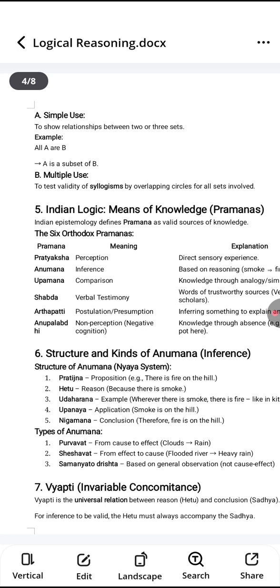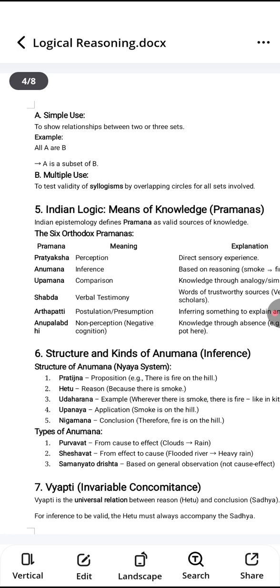Take the example of pratyaksha: direct sensory experience. When you see anything, this is pratyaksha, the knowledge that you get from it. Next anumana, based on reasoning. Smoke means fire: if there is smoke, there must be fire. Next upamana, knowledge through analogy and similarity. Next sabda, the word of trustworthy sources, for example Vedas and scholars. Next arthapatti, inferring something to explain another fact. Next anupalabdhi, knowledge through absence, for example, there is no pot here.